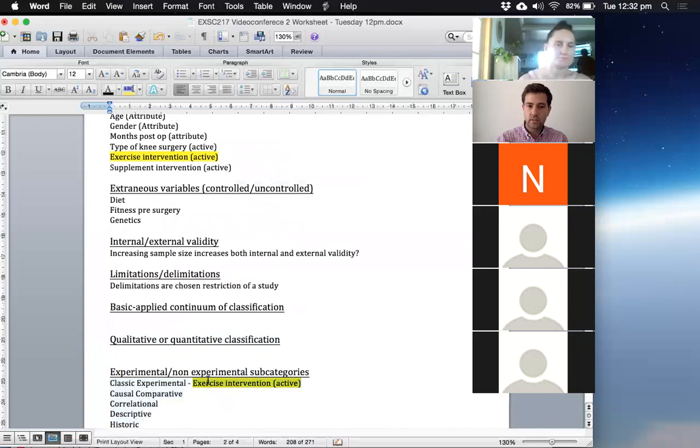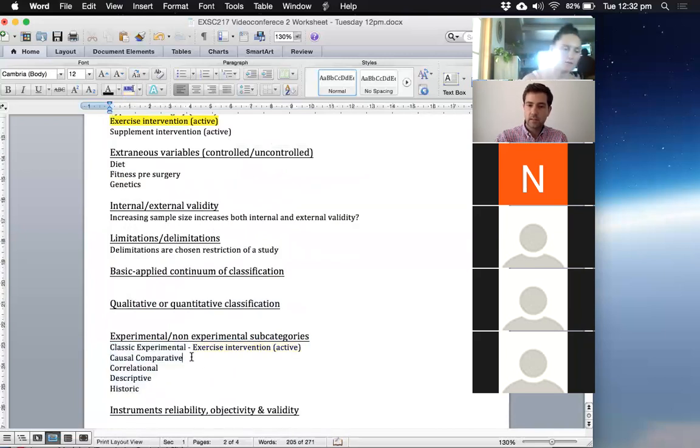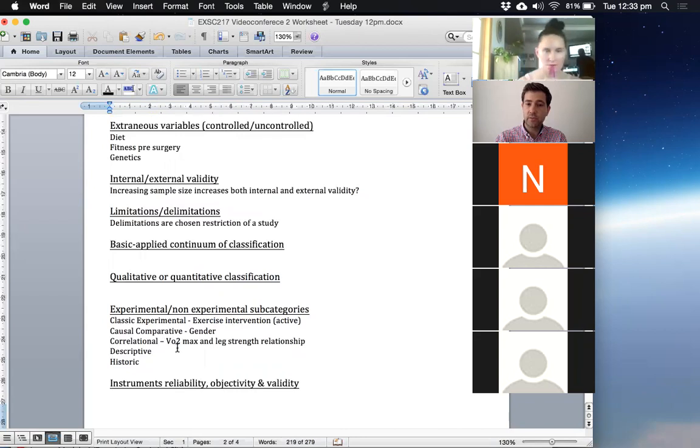So if we're using exercise intervention, that would be classic experimental design. If we were using gender or age or another attribute independent variable, it would be causal comparative. If we were looking at the relationship between VO2 max and leg strength, then that would be correlational.